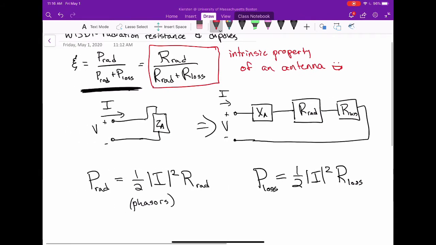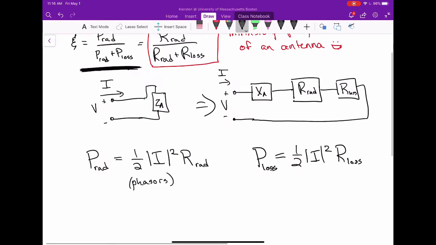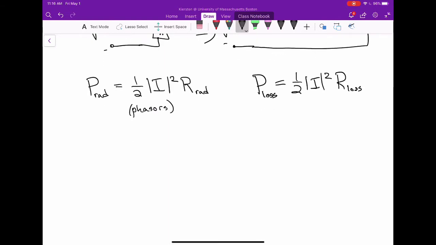We like that. The reason I'm bringing up radiation efficiency now is I want to talk to you about different types of antennas and what their advantages and disadvantages are. Oh, actually, I should back up. I should tell you one more thing. There's one more thing that you need to know about radiation efficiency, and that's how to calculate it.